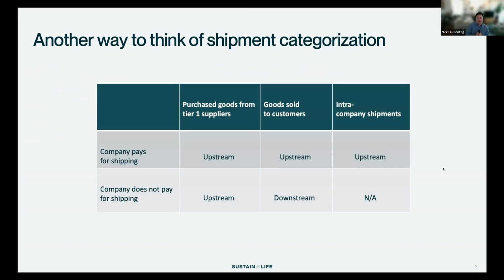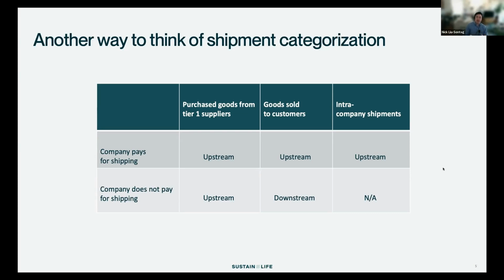So across the top, we have the different types of shipments that you may have within your operations. And then along the rows, we have whether you are paying or not. So as I just said, purchase goods from your tier one or your immediate suppliers. Doesn't matter who's paying. That falls under upstream because those are supplier related shipments. For goods that you're selling to your customers, then we look at who's paying for that shipping. If you're paying, it's upstream. If you're not paying and your customer is paying, then it's downstream.